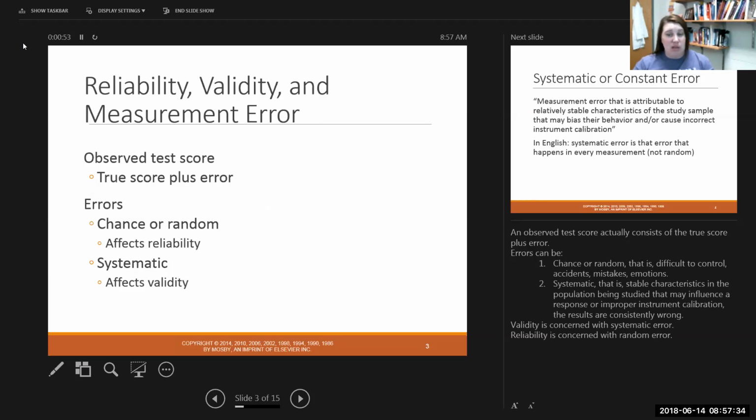This can be due to accidents, mistakes, emotions that play into it, or you can have systematic errors that also play into this. These are stable characteristics from the population that's being studied that might influence a response, or improper instrument calibration where your results are just consistently incorrect. So validity is concerned with systematic error, whereas reliability is concerned with random errors.